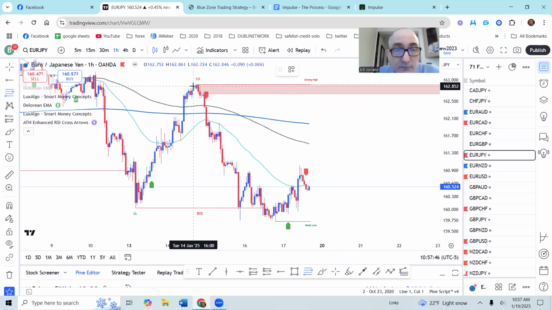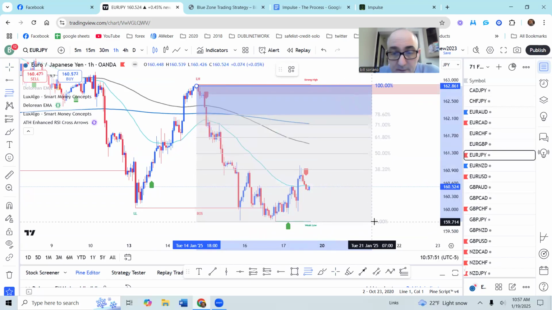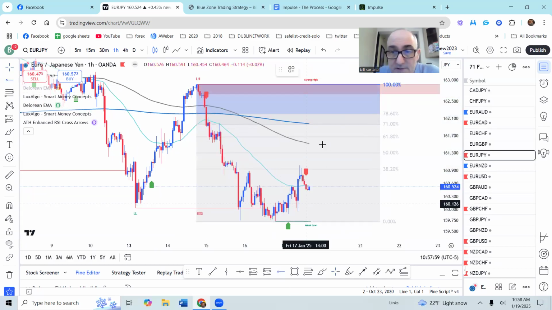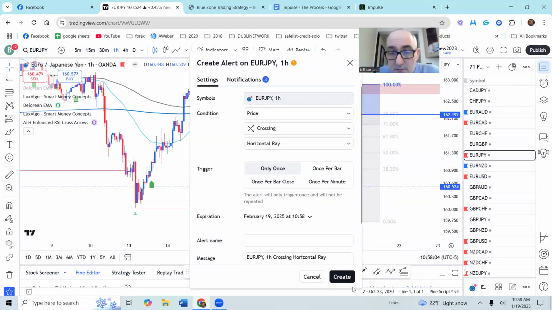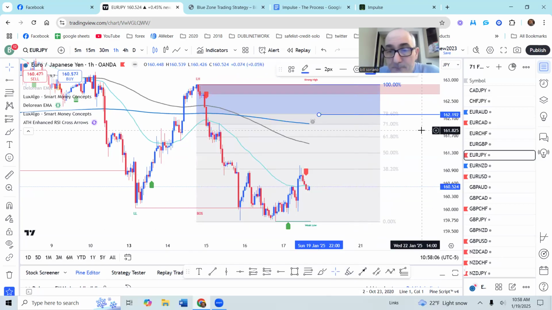And so if we draw our fib from there down to there, right? This gives us our blue zone area right here. It starts at the 78.6 retracement, and that's where we put our alert. Okay. Boom.